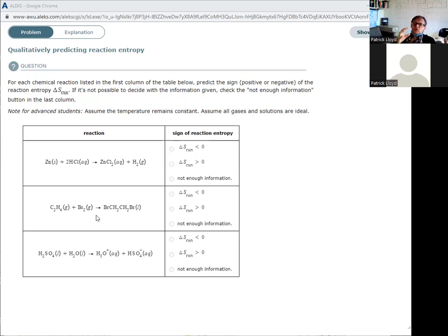Gas has more. So the products have more entropy, so that's an increase in entropy. So delta S would probably be greater than 0. Okay, let's look at the second one.